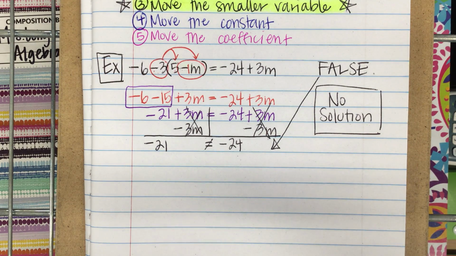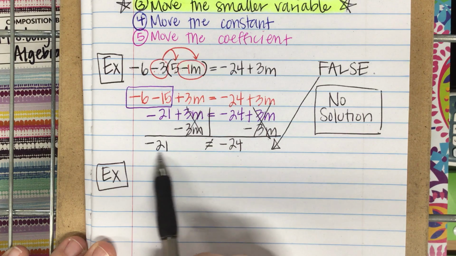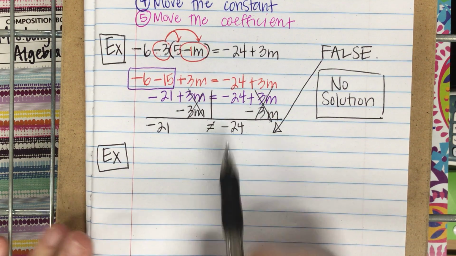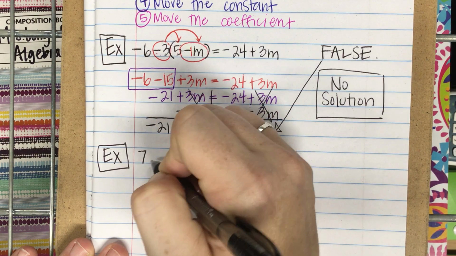Henry: So like, how it says -21 and how it doesn't equal -24, if they were both like -21 or -24, then you could put any number for m. So let's see.